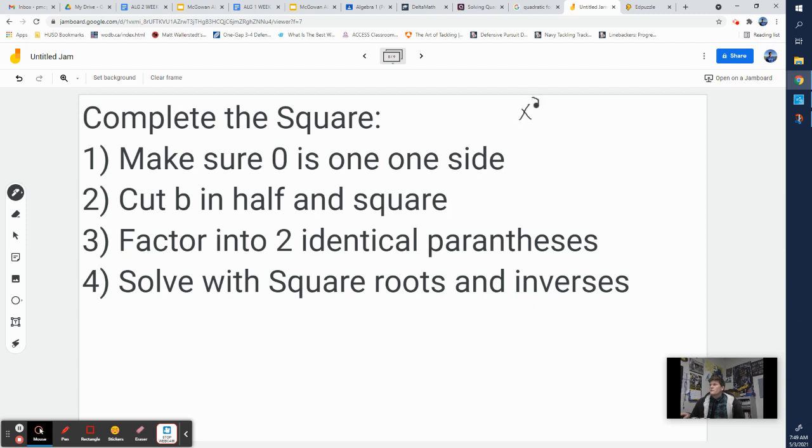X squared minus 48 equals 2x. Okay, step one, make sure zero's on one side. It's definitely not. So let's move that to the other side by doing its opposite, by subtracting. So I have x squared minus 2x minus 48 equals 0.